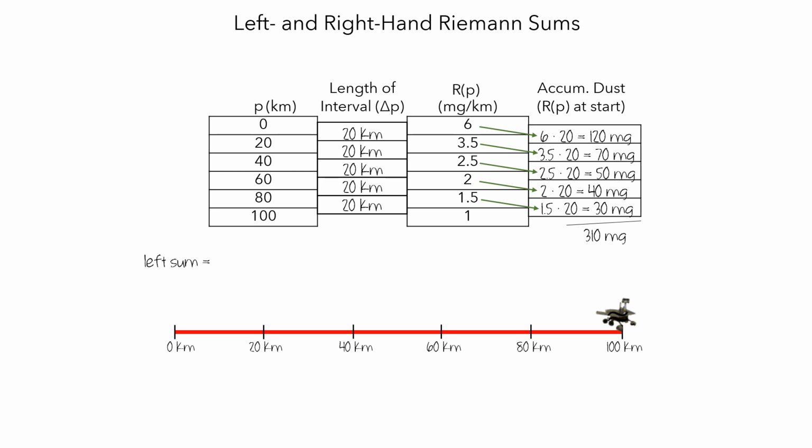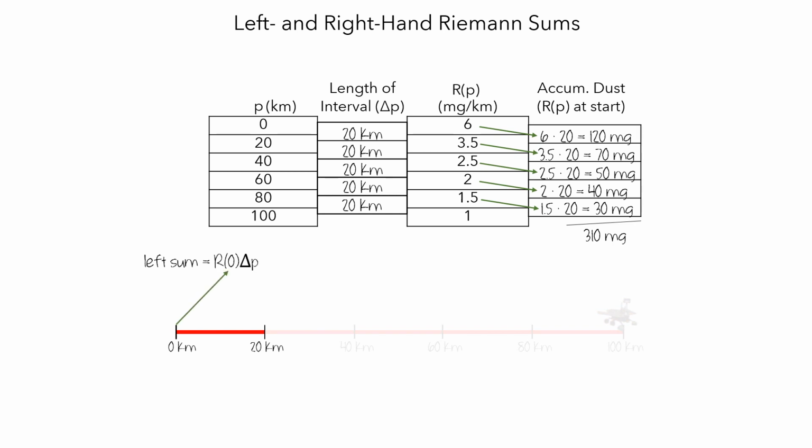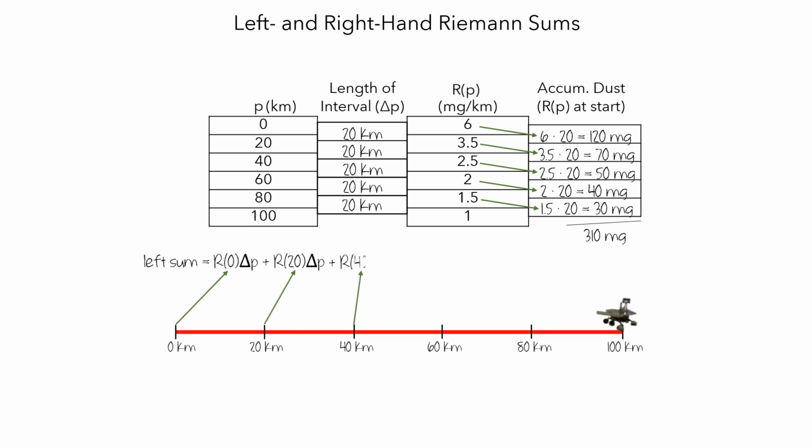Let's use function in sigma notation to write this sum. For the first interval, we multiplied the rate at the beginning of the interval by the length of the interval. For the second interval, we multiplied the rate at 20 kilometers by the change in position. And we continue to do this for all of the intervals. We write the symbol sigma to show that we're adding these up, and the things that we're adding up are r of p times delta p. And we figured out that this is all equal to 310 milligrams. It's important to note here that we didn't use the rate at the 100-kilometer mark. We only took the rates at the beginning of each of the intervals.